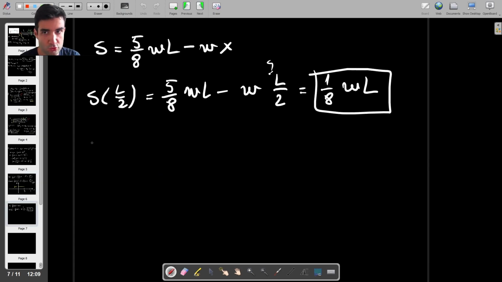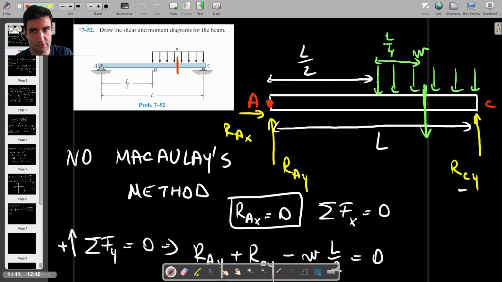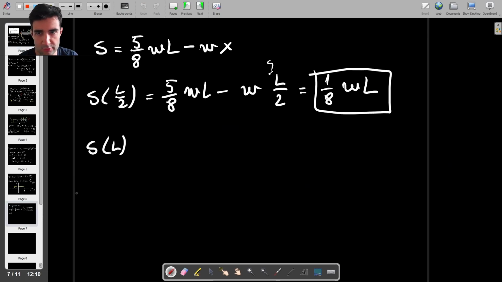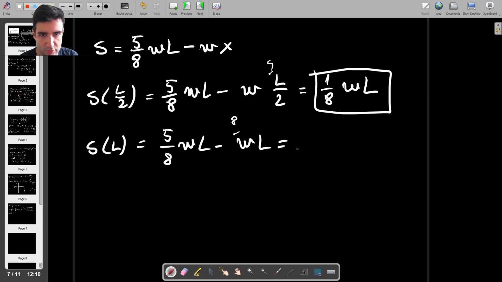Also, we should also get that the shear force at L should be equal to the reactive force at C, which is 3 over 8 WL. So let's check that. S of L is going to be 5 over 8 WL minus WL, which will be minus 3 over 8 WL, which makes sense. So the reaction force is actually this 3 over 8 WL, which is what we got.